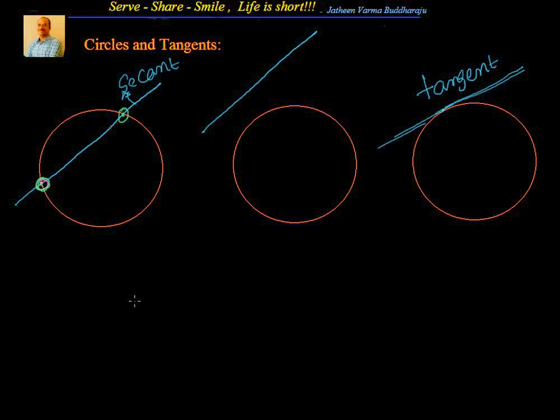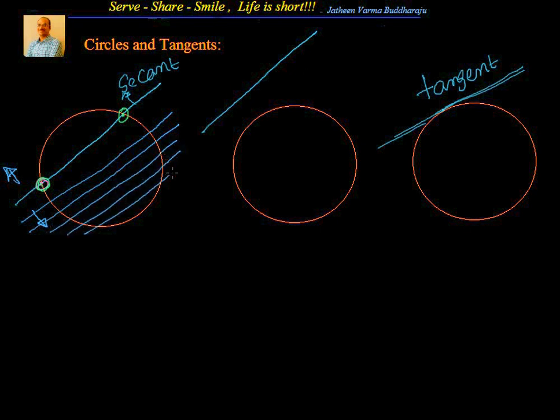Now suppose what happens if these 2 points try to come close to each other. When I move towards the end of the circle in one of the directions, either this way or this way, let us say I am moving in this way, so my next secant will be parallel to that, like that, then this, then this, then this. You can see that those 2 points are moving in this direction. That means they are coming close to each other.